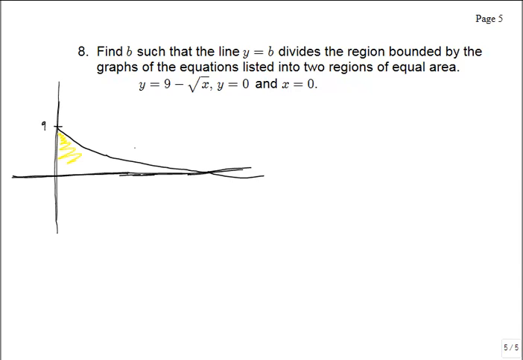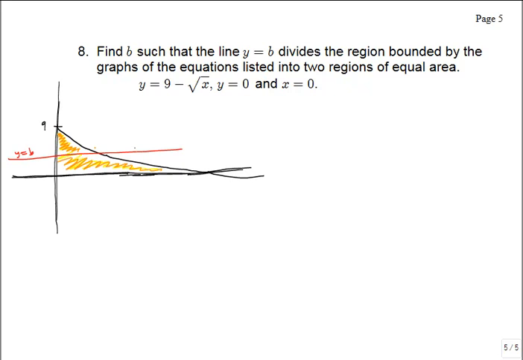So now what we want to do with this is divide it into two regions of equal area using this line y equals b. So there's some line y equals b, that's just a horizontal line at a height of b. There's some line that's going to cut this in half so that this top region up here has the same area as this bottom region. Okay, and we want to find where that dividing point is going to be.